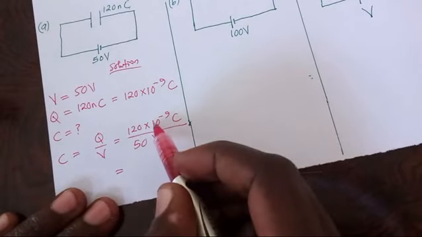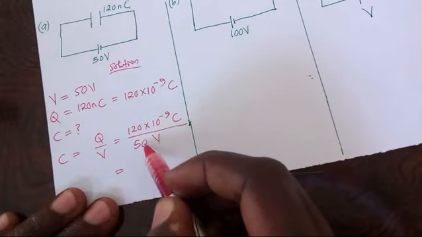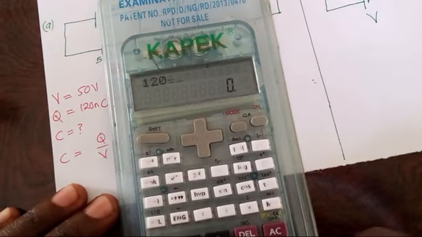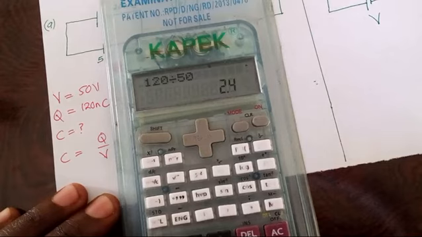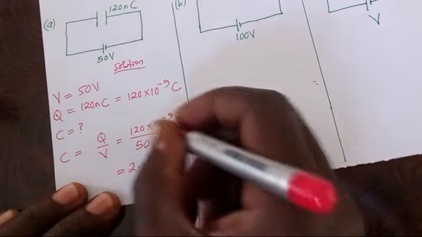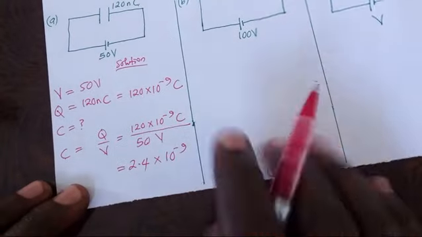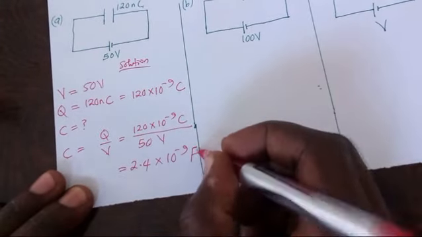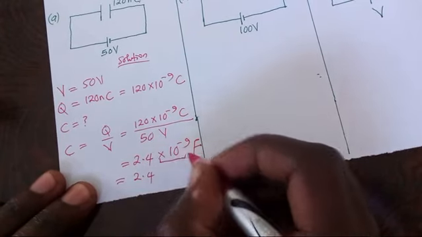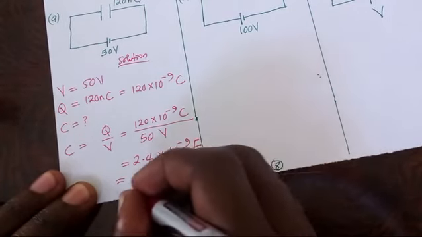Okay, you can just keep the 10 raised to the power of minus 9 and then divide 120 by 50. What do you have? 120 divided by 50 will be 2.4. So we have 2.4 times 10 to the power of minus 9, and remember this C, capacitance of a capacitor, is measured in farad. Then remember again that 10 to the power of minus 9 is nano, so you have 2.4 nanofarad.